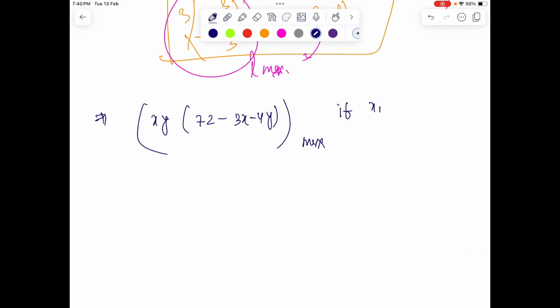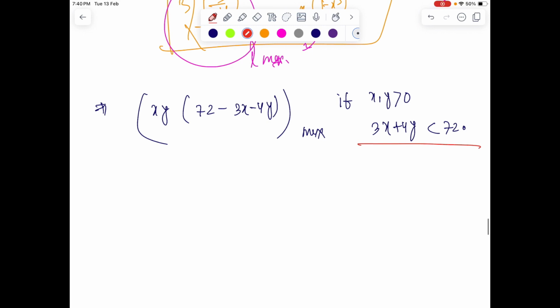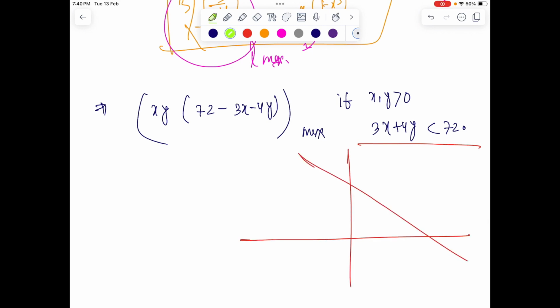We have to find the maximum value of xy(72 − 3x − 4y), the max of this, if xy is strictly positive and 3x + 4y is less than 72. So basically this question I've taken from geometry, where 3x + 4y less than 72 will represent a line, and less than 72 is this region.